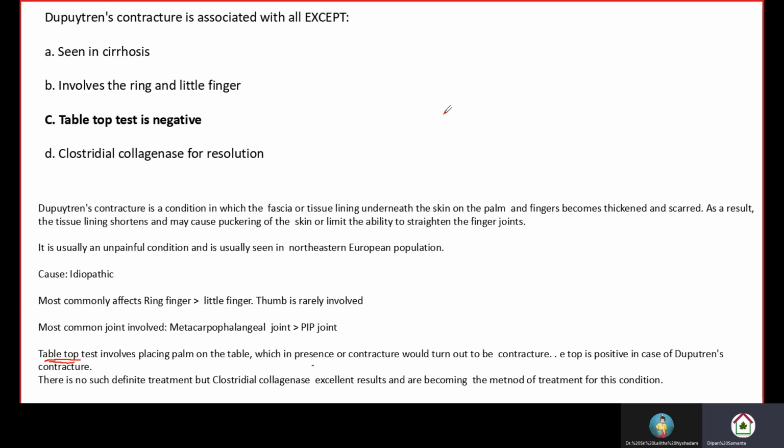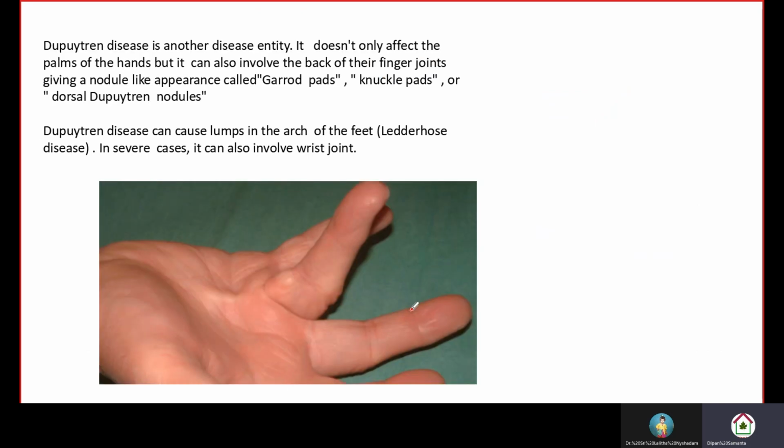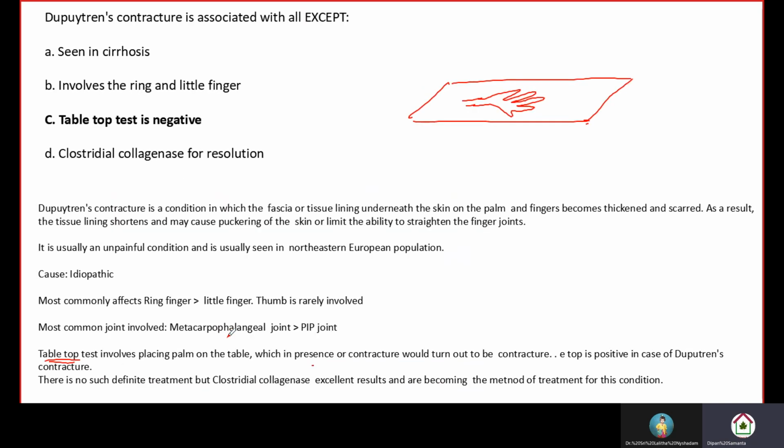The physician asks the patient to keep the palm on the table, with the surface of the table fully flat. Fully make the palm flat. If there is any contracture, the patient obviously cannot make the whole palm or whole hand flat on the surface of the table, and then Dupuytren contracture can be identified.